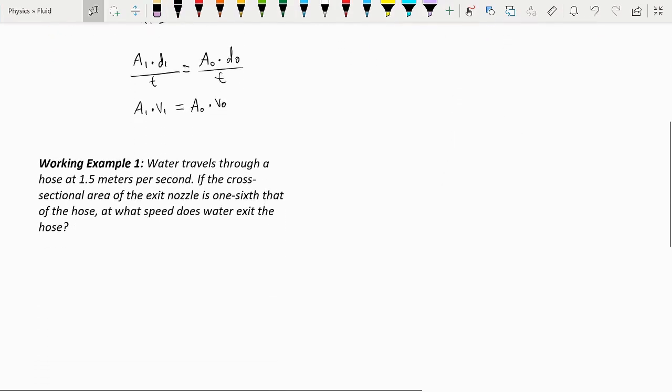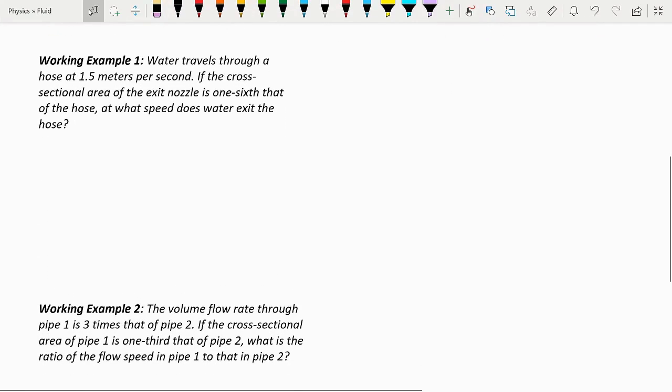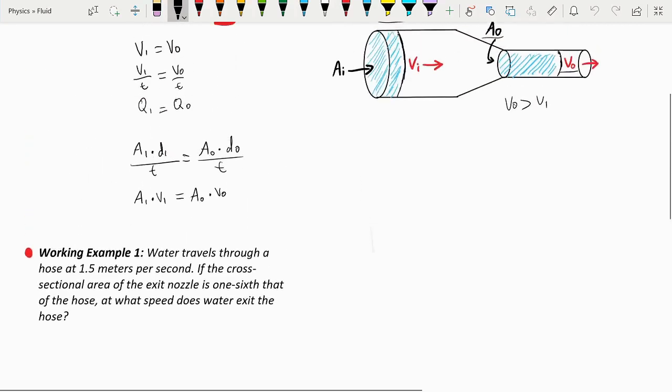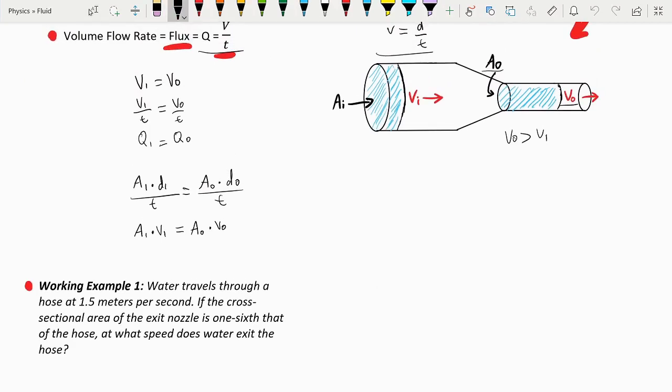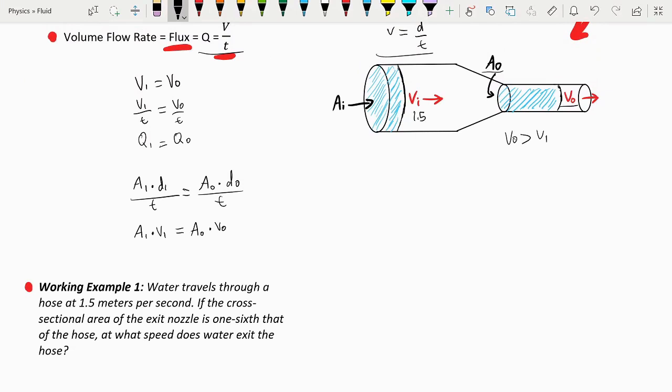So now if we go down to a working example, it says water travels through a hose at 1.5 meters per second. If the cross-sectional area of the exit nozzle is 1/6 that of the hose, at what speed does the water exit the hose? So for this problem, our input velocity is 1.5 meters per second. We haven't been given the input area, so we'll just call it x, but we do know that the area output is 1/6 of x, and we need to calculate the velocity output.